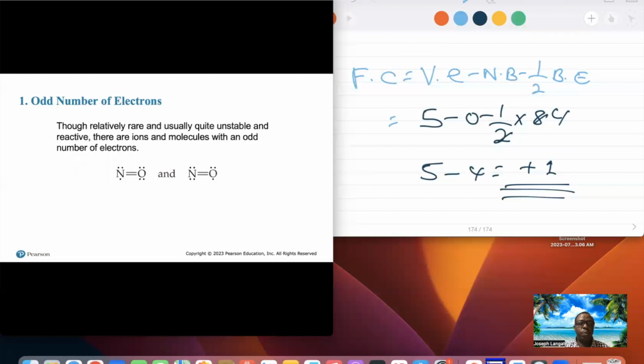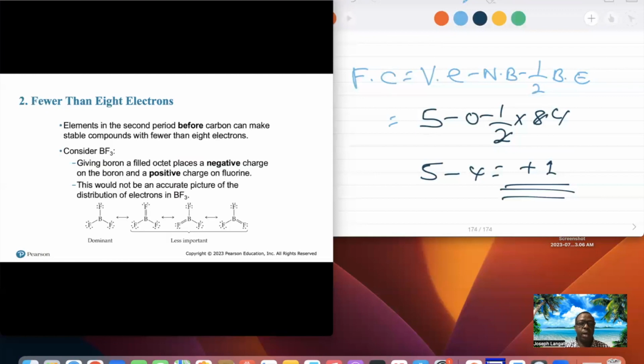the octet rule exceptions: an odd number of electrons, such as in nitrogen monoxide; fewer than 8 electrons, for elements in the second period before carbon, which can make stable compounds with fewer than 8, like boron trifluoride, giving boron a negative formal charge. So you need to look at that.